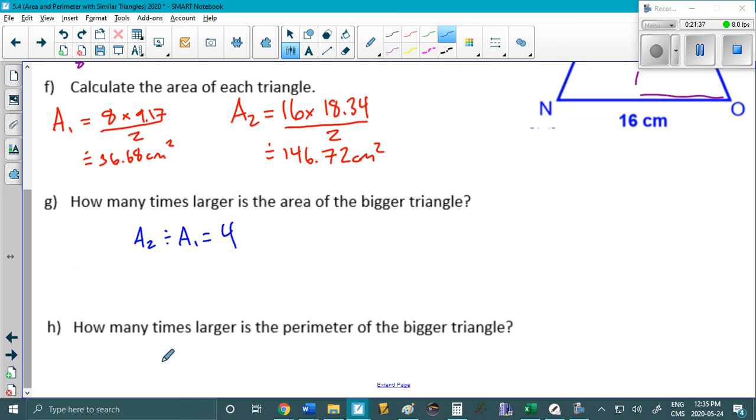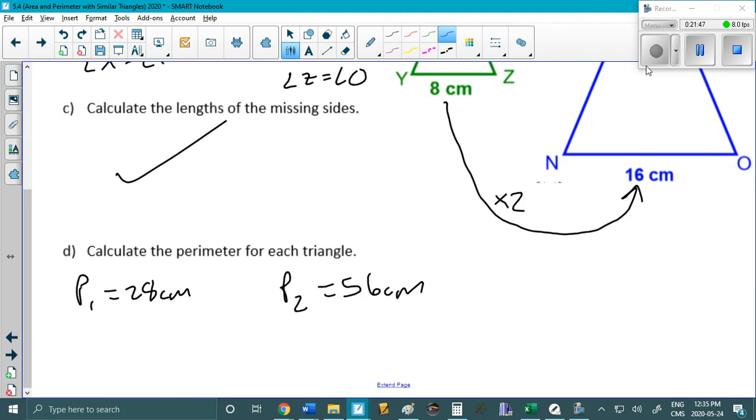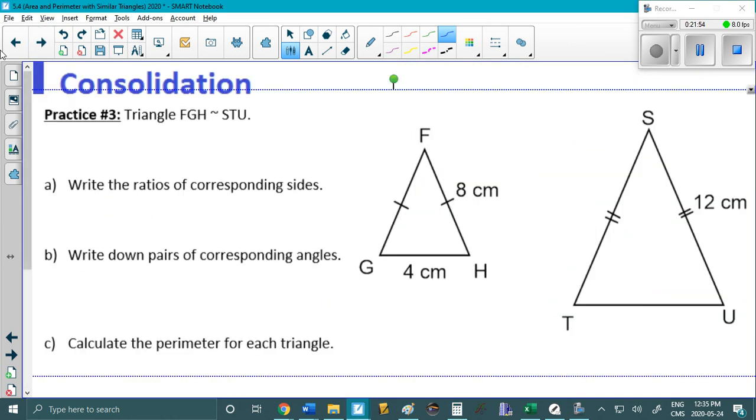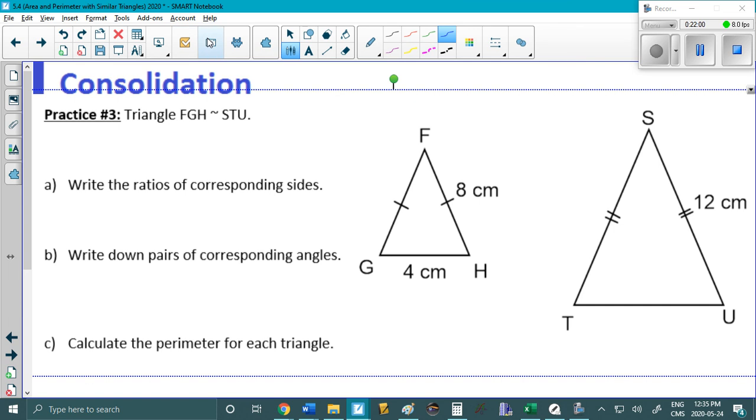And how many times larger is the perimeter? So we do the bigger perimeter divided by the smaller perimeter. Where are the perimeters? There. So 56 divided by 28 is 2. Sweet. Okay, and here is your homework.